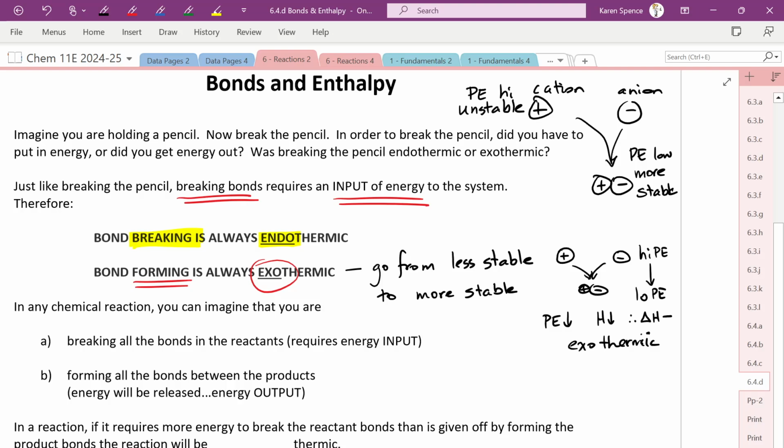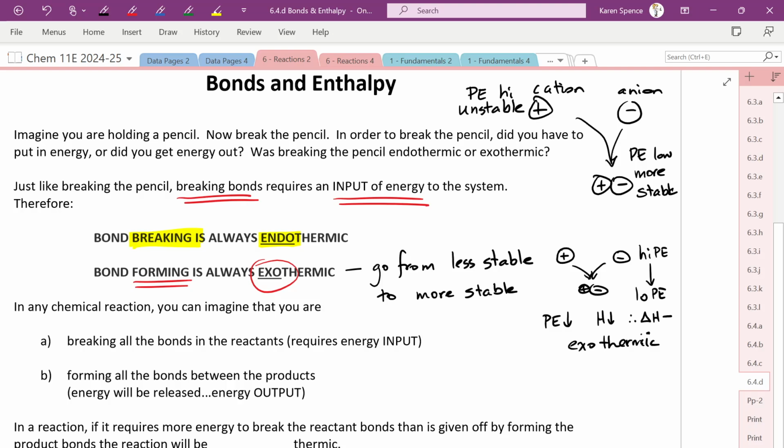If I had to rip apart those two ions, I would be going from low potential to high potential, so that would be endothermic. And Victoria, you had another question. Is it a completely equal combination of energy, or is some energy released?